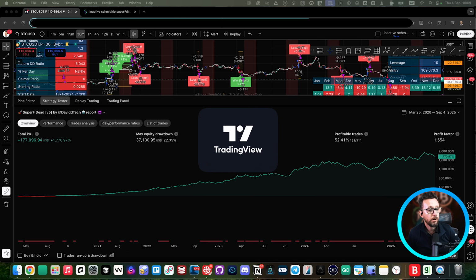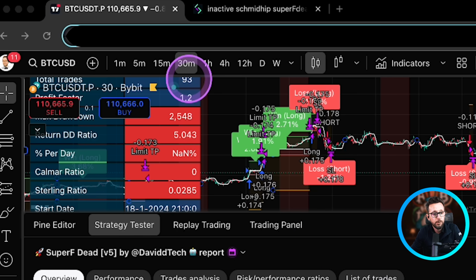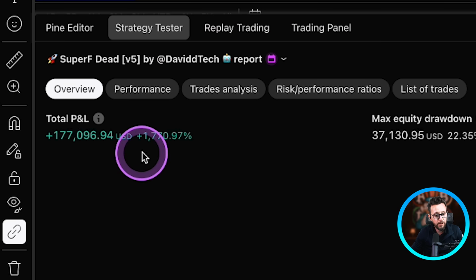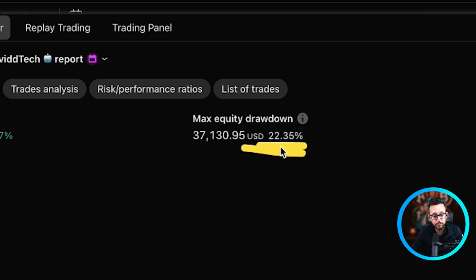Okay, here we are back on TradingView, and here are the backtesting results on BTC USDT on the 30-minute time frame. As you can see, the equity curve looks pretty amazing. We have 1,700% profit and a max drawdown of 22%.